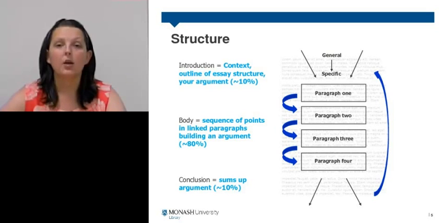You will notice blue arrows linking the paragraphs together. That is because all paragraphs should link together and flow naturally so as to make a good assignment. There's also a big arrow from the conclusion to the introduction. That is because the conclusion and the introduction should match and link together.